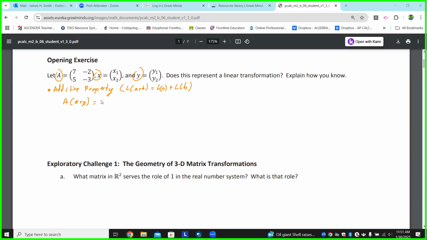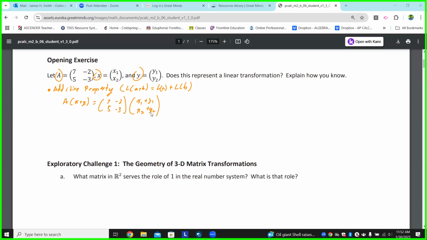To prove this, A is this matrix. So we'll say 7, -2, 5, -3, times the X plus Y. All right, so if I was to add X plus Y, how do I add matrices? Just add them. Now, granted, there are no numbers here, but if they were, we would just add them up. So our first element would just be x1 plus y1. And then our second element would just be x2 plus y2. If I was given an actual value, that would give me an actual number. Before I go on any further, any questions?